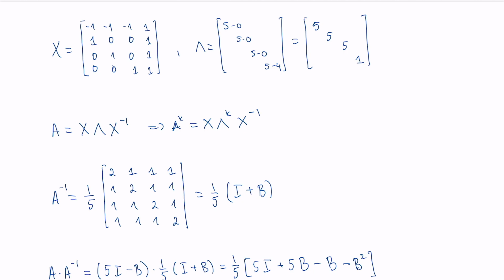So we have to think for a moment, what is B squared? How can we figure out B squared? Well, we have X and we have lambda. We have lambda for I, but lambda for the matrix B will simply be 0, 0, 0, negative 4. Sorry, not negative 4, but positive 4.